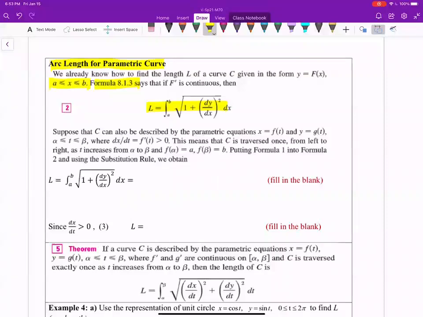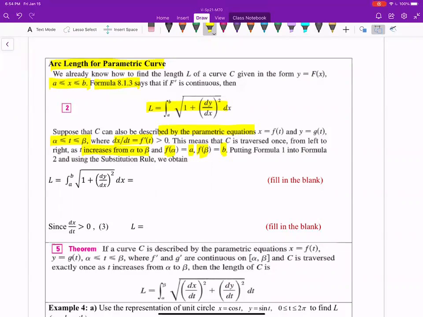We have to modify this for a parametric curve. We know that C can also be described in parametric form as x equal to f of t, y equal to g of t, where t lies between alpha and beta, where dx by dt is f prime t. This means that C is traversed once from left to right as t increases from alpha to beta. Then the initial point A would be f of alpha. The final point B for x would be f of beta, in terms of t, for x of t and y of t.